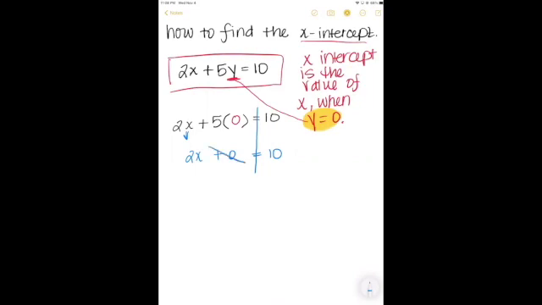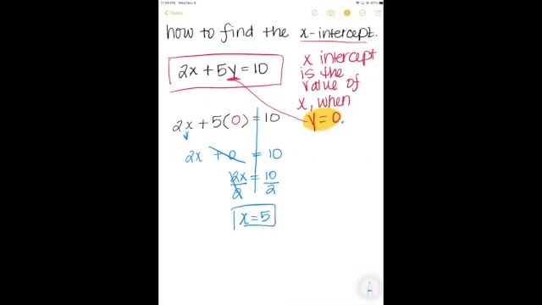You can go ahead and mark that out and cancel it out because we do not need that anymore since it's 0. And now we have 2x equals 10. And we just follow the same steps that we have of dividing by 2 on both sides. So x will be equal to 5.